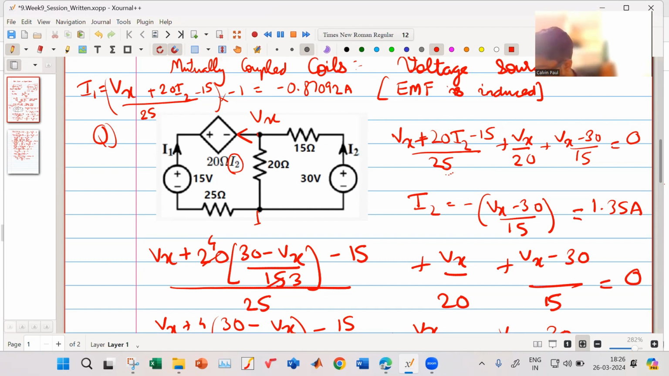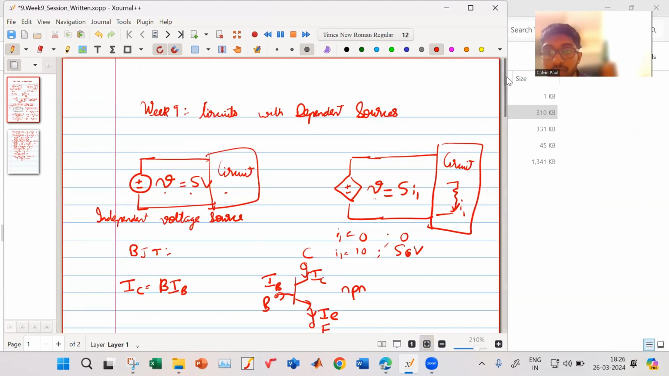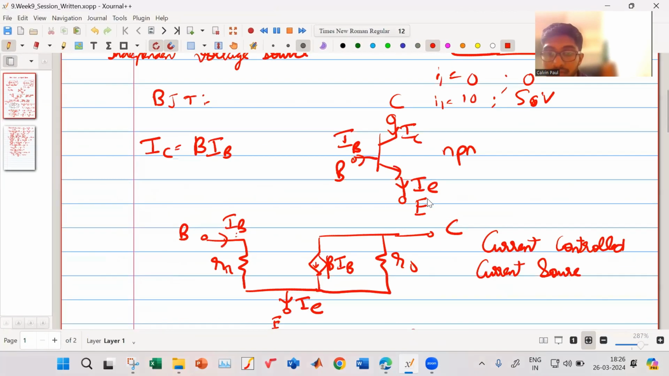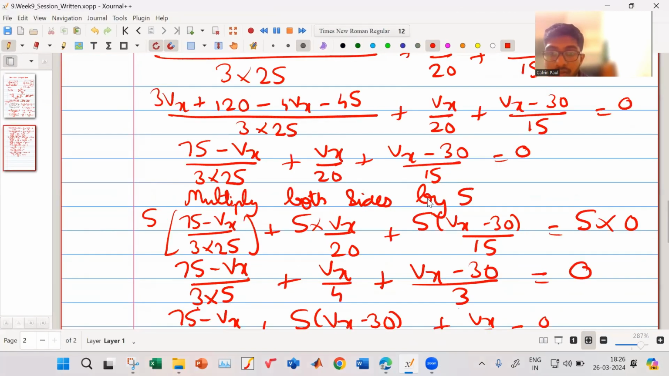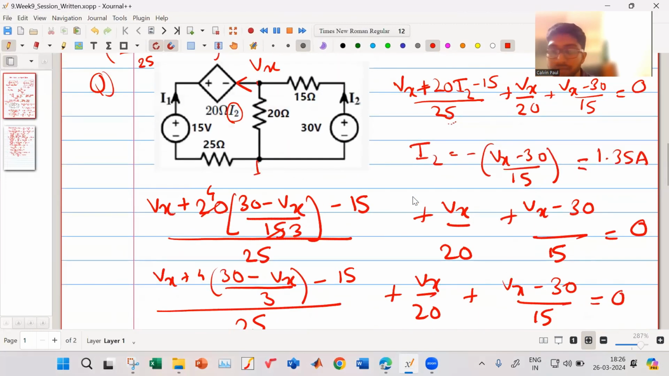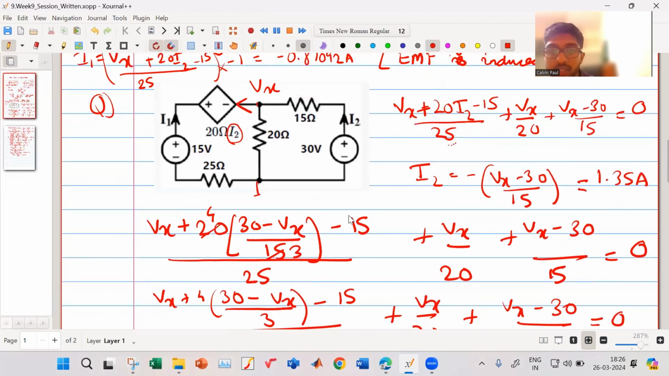Others also got the same answer, or only Kavya is solving? Yes, sir. Okay. Just 1 minute. Okay, so your I1 is minus 0.8709, sorry, and your I2 is actually 1.35 ampere. So if there are no other queries, then we can proceed to the next question.